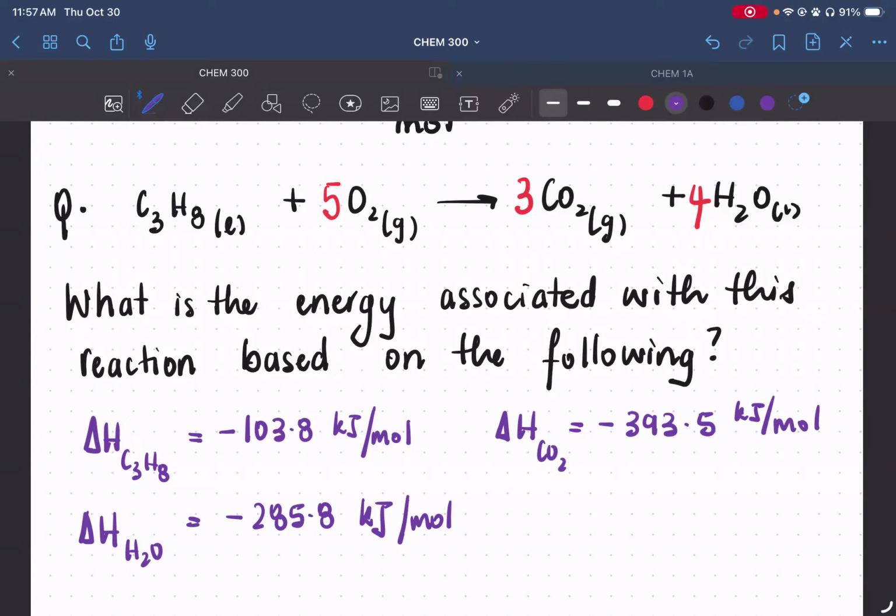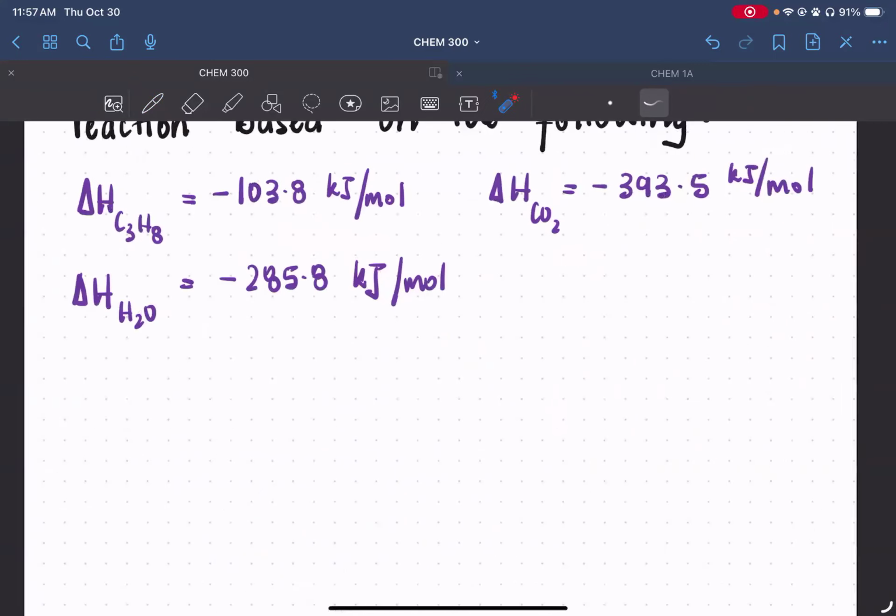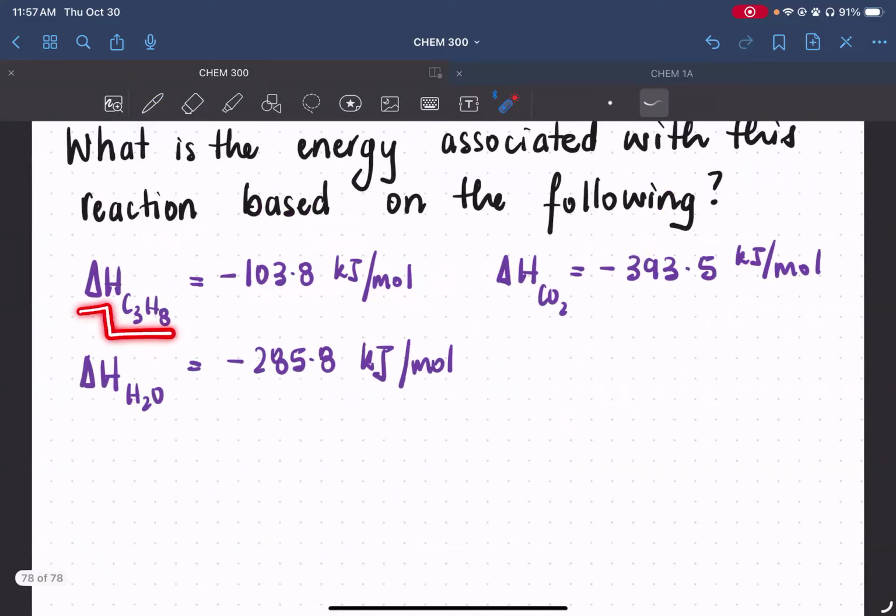I would give you. These are not values that you would calculate yourselves or know. These are values you'd have to be given. Let's understand what each of these values are saying. Remember, what is delta H? Delta H is the standard enthalpy of formation, which is the energy needed to break or form a compound. So to read this, what we literally say is that to break or form C3H8 is negative 103.8 kilojoules. The energy needed to break or form carbon dioxide is negative 393.5.